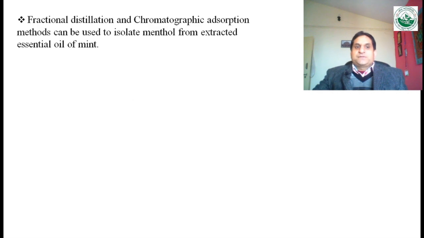Due to which we can obtain the essential oil. And whatever essential oil we are getting, with the help of fractional distillation or chromatographic absorption, we can isolate menthol from the extracted essential oil of the mint. So it's all about the extraction method, the general method of terpenoids, and the first drug was menthol, which we covered in today's class in the extraction procedure.